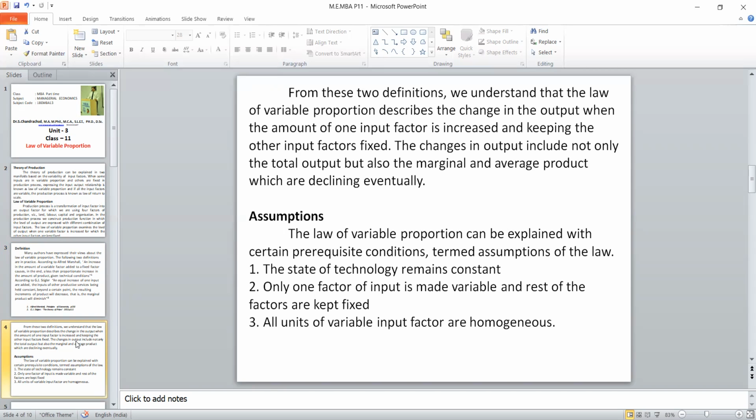For this, we are having three assumptions. What are the three assumptions? First of all, the technical know-how is remaining constant. There is no change.